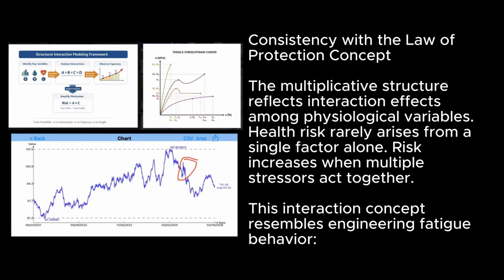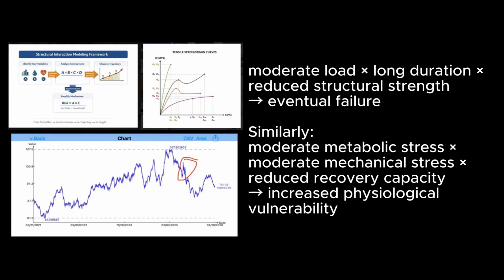The multiplicative structure reflects interaction effects among physiological variables. Health risk rarely rises from a single factor alone. Risk increases when multiple stressors act together. This interaction concept resembles engineering fatigue behavior: moderate load times long duration times reduced structural strength gives eventual failure. Similarly, moderate metabolic stress times moderate mechanical stress times reduced recovery capacity gives increased physiological vulnerability.